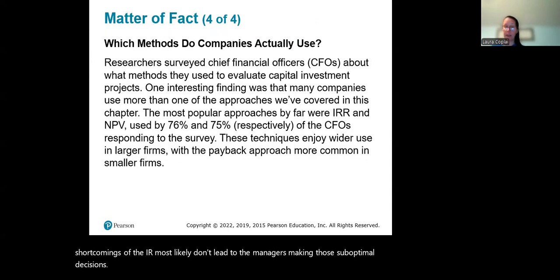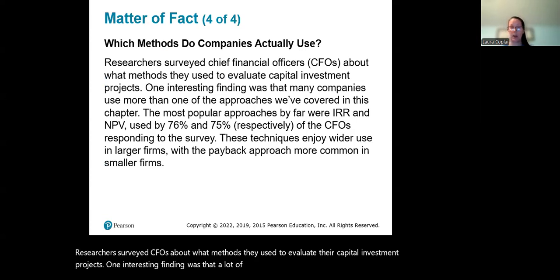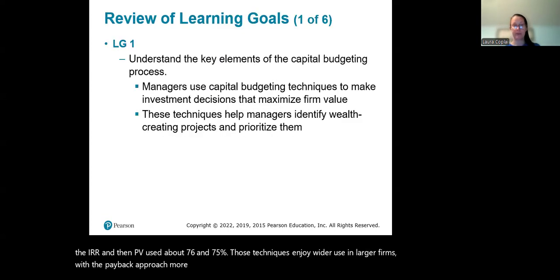Researchers surveyed CFOs about what methods they use to evaluate their capital investment projects. One interesting finding was that a lot of companies use more than just one of the approaches that we've covered so far in this chapter. The most popular approaches by far were the IRR and then NPV, used about 76 and 75%. Those techniques enjoy wider use in larger firms, with the payback approach more common in smaller firms.